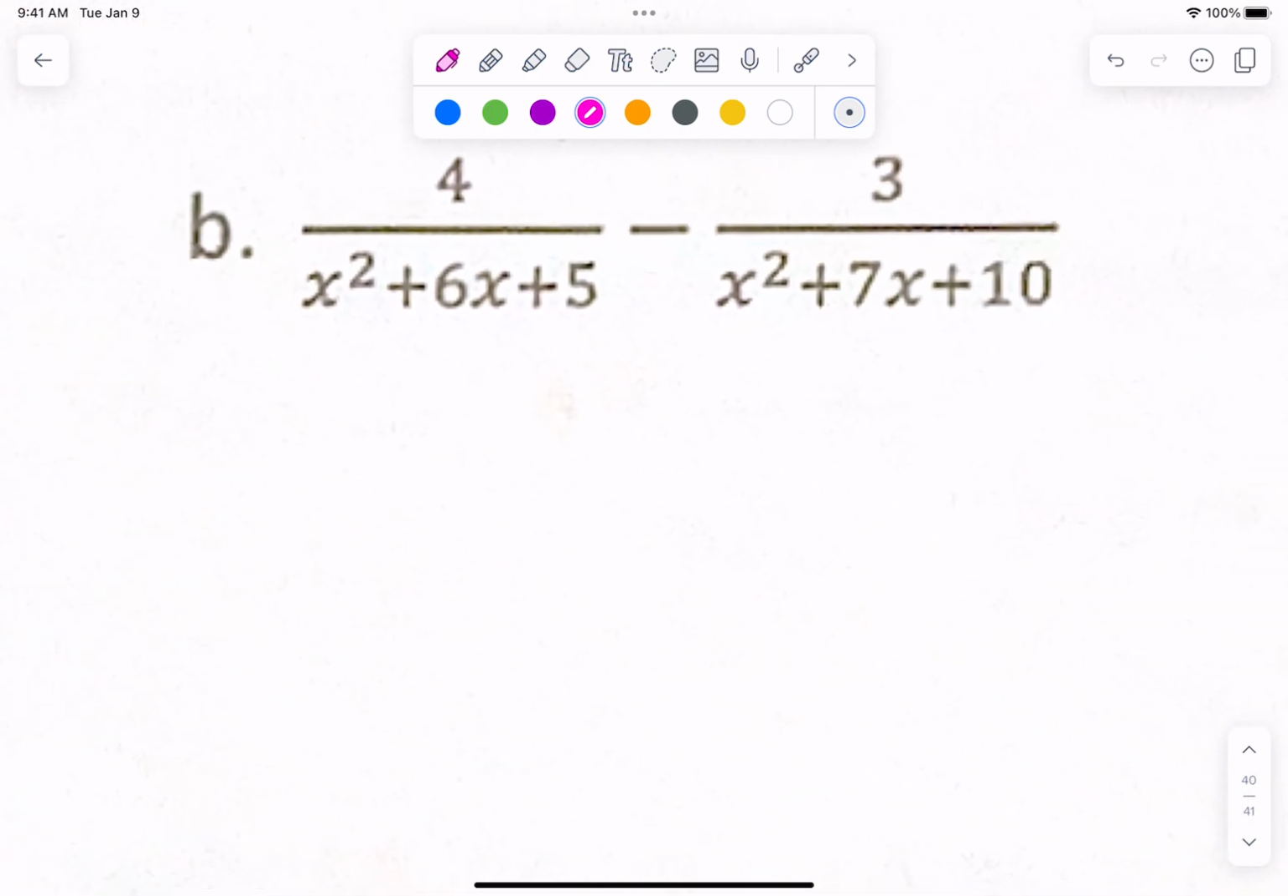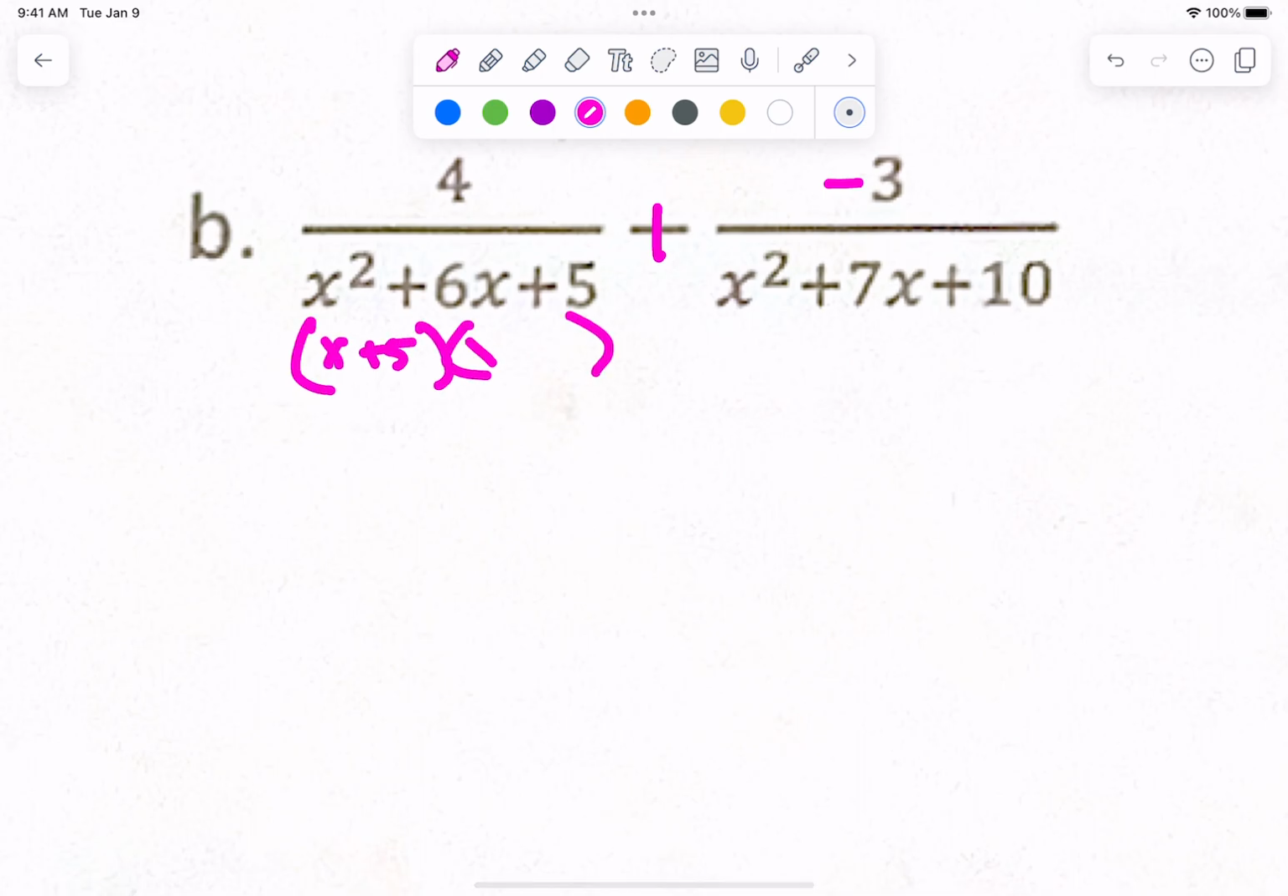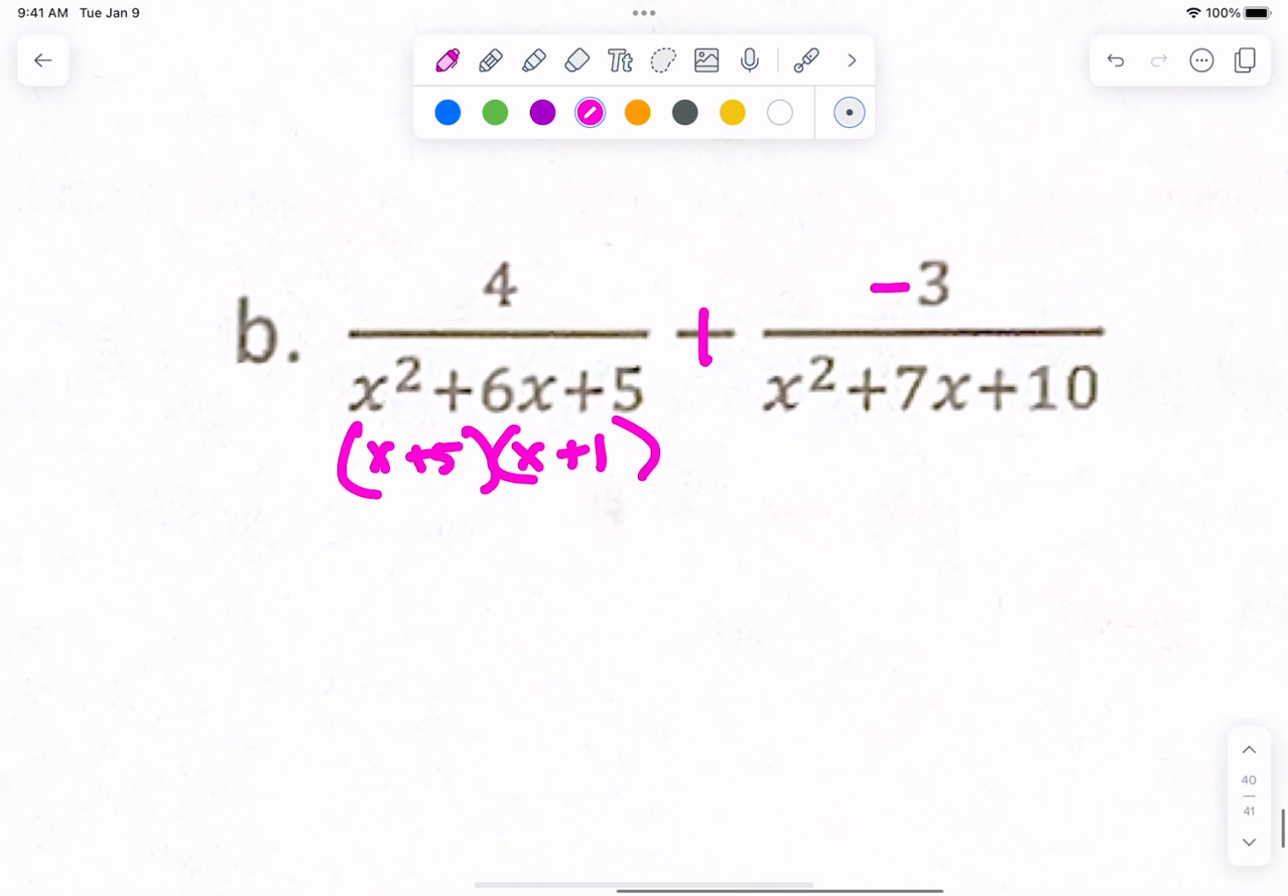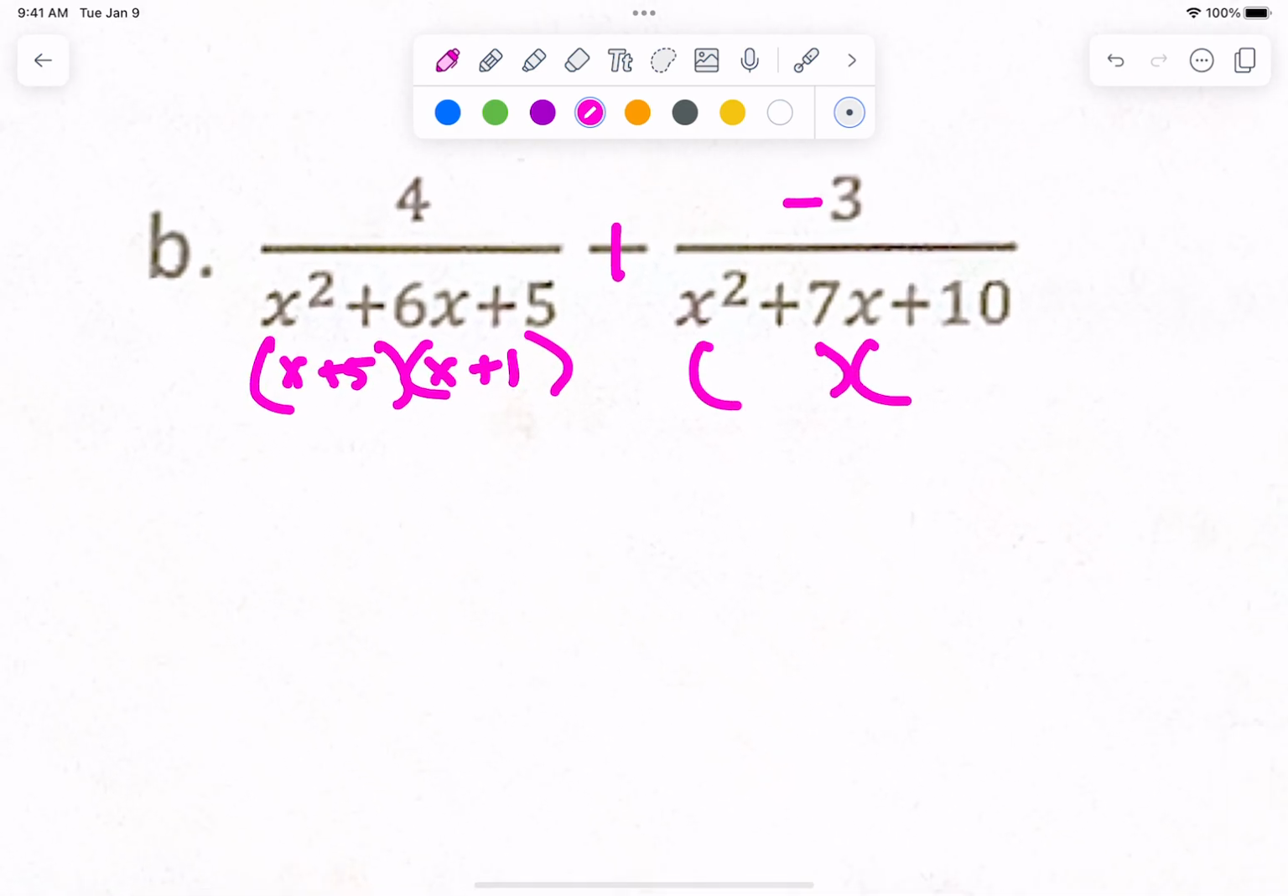Okay, this one is minus. What are you doing first? Plus minus. I always do that because otherwise I forget to distribute my negative. Okay, now what do we do? We need to break down the bottoms. This is a simple trinomial. Multiply to get 5, add to get 6. 5 and 1. Plus 5 plus 1. Is the other one a simple trinomial? Yes. Multiply to get 10, add to get 7. We better be a 5 and a 2. Plus 5 plus 2.